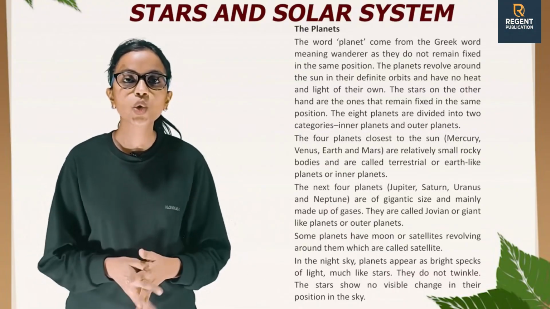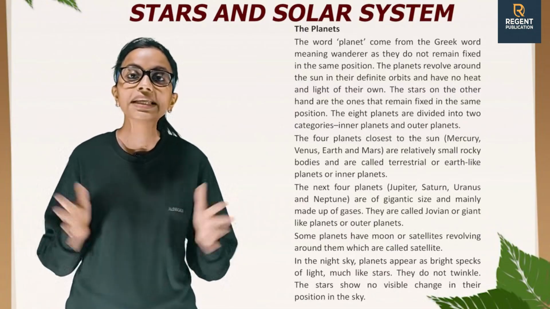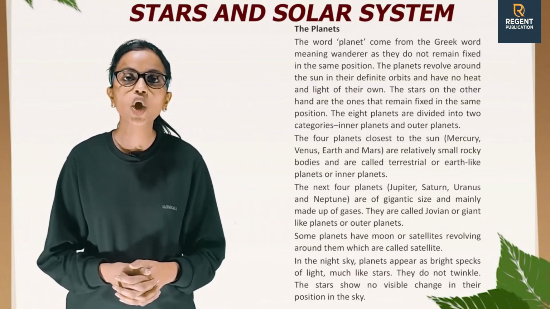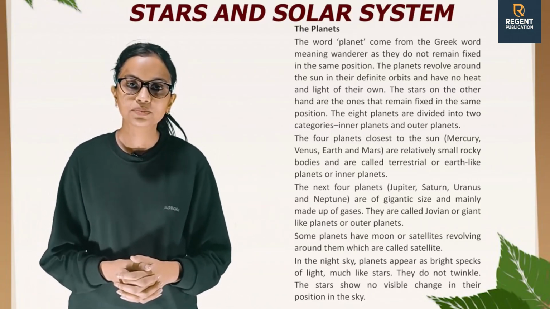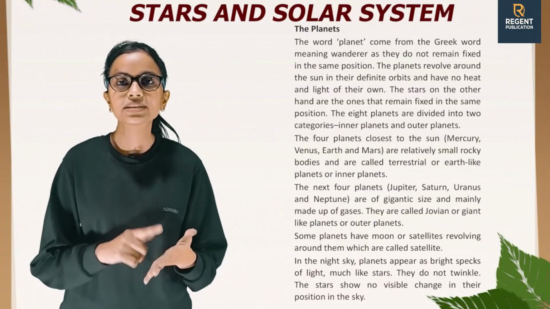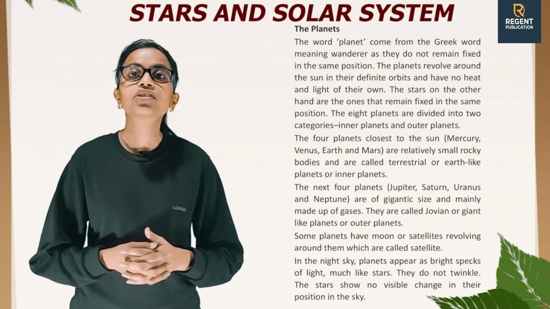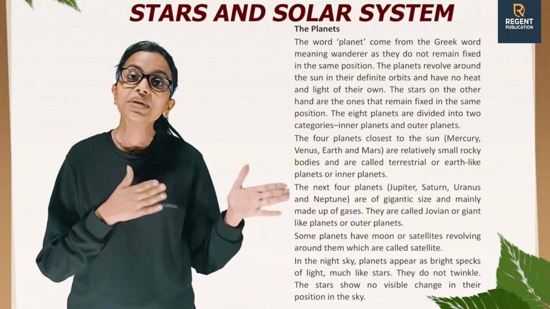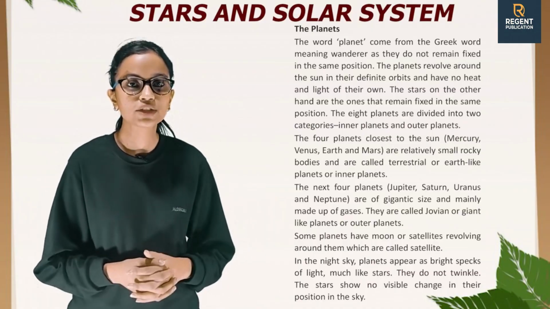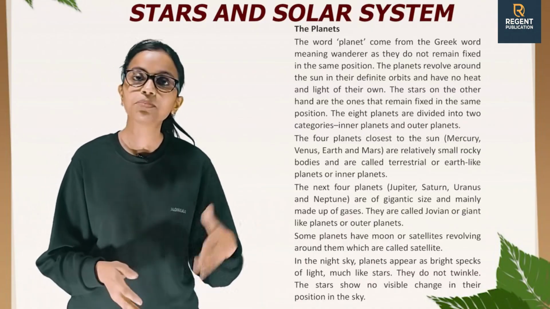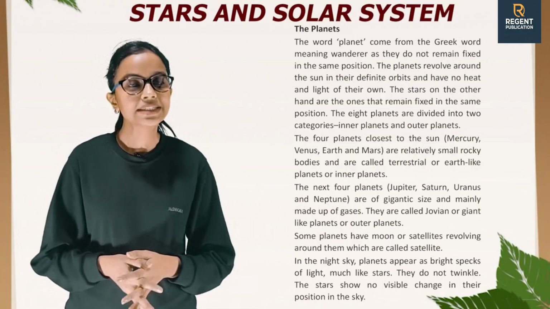The 4 planets closest to the Sun, Mercury, Venus, Earth and Mars, are relatively small rocky bodies and are called terrestrial or Earth-like planets or inner planets. The next 4 planets, Jupiter, Saturn, Uranus and Neptune, are of gigantic size and mainly made up of gases. They are called Jovian or giant-like planets or outer planets. Some planets have moons or satellites revolving around them.